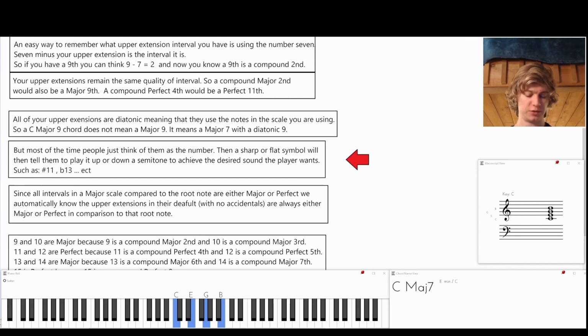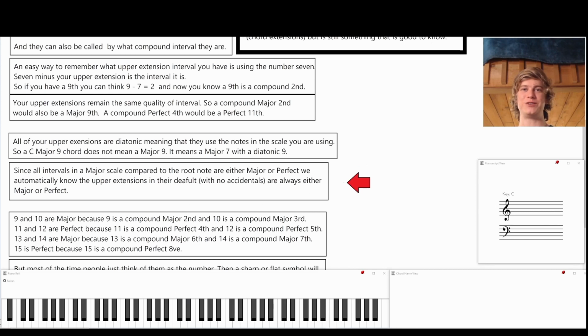But most of the time, people just think of them as the number. So like here we have a 9, then a sharp or flat symbol will tell them to play it up or down a semitone to achieve the desired sound the player wants. So we have that 9, we could do like a flat 9, we could also do a sharp 9. So it's really good just to understand this so we can understand what's going on in terms of pitch here and in terms of function of these pitches.